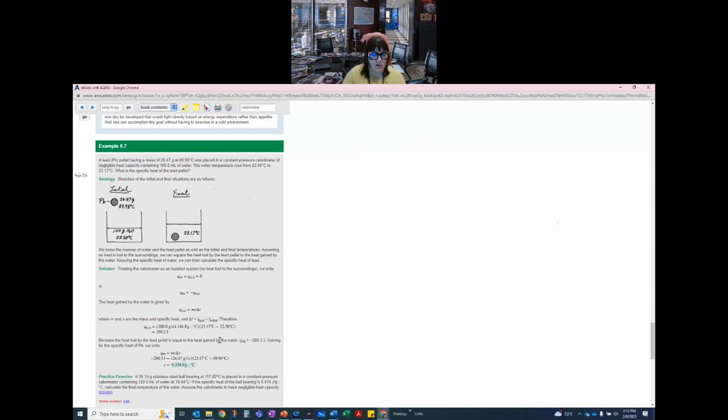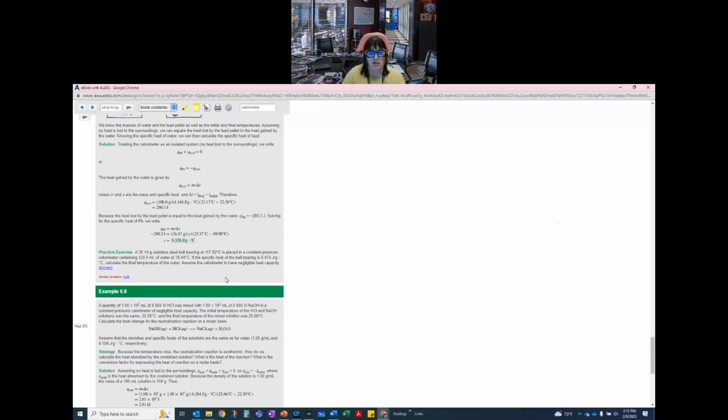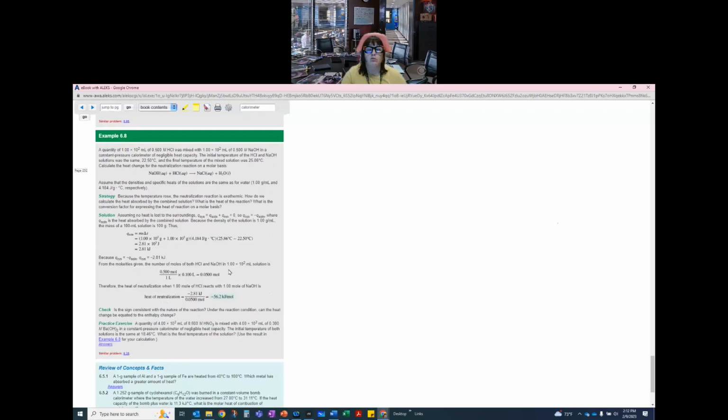So same value, different sign. Solving for the specific heat of Pb, we find that the specific heat is 0.158, according to the calculation we've done here. Okay, so that's an example of how we do this with a solid. We also talk about doing this in example 6.8 for a reaction.